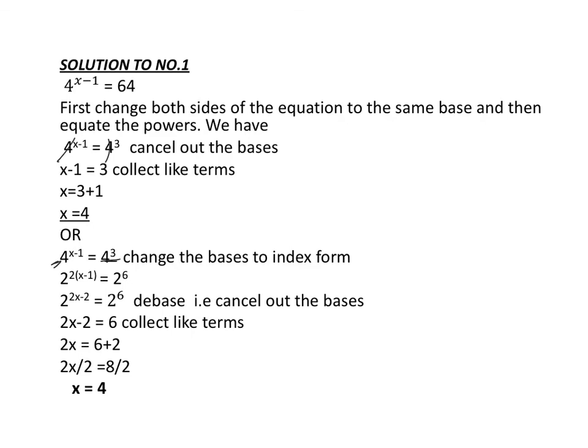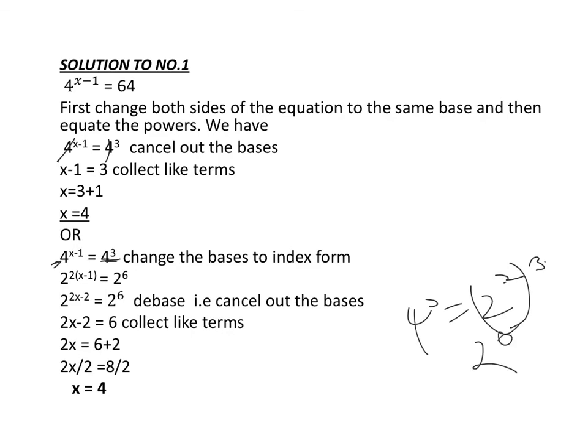That is 4 raised to power 3. And 4 raised to power 3 now becomes 2 raised to power 6, because 4 is equal to 2 raised to power 2. And since the initial power of 4 is 3, we also raise it to the power of 3. 2 times 3 is 6. So you have 2 raised to power 6.